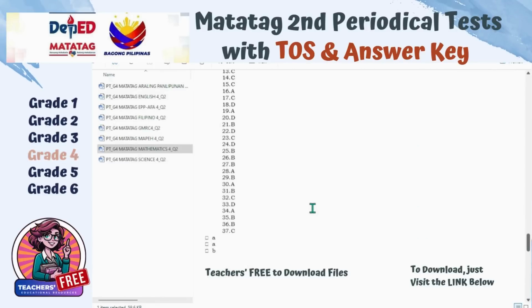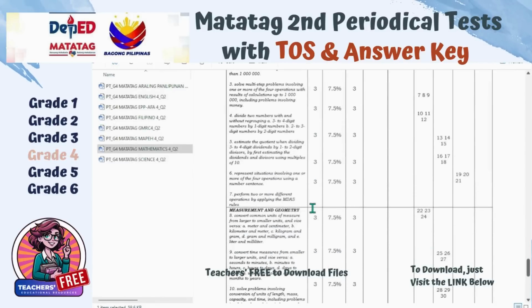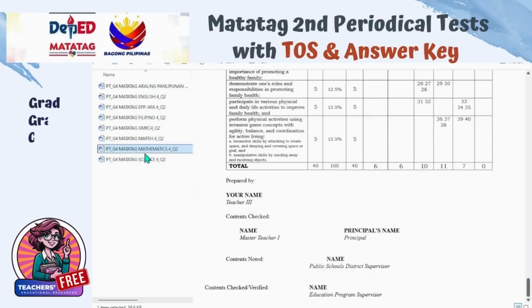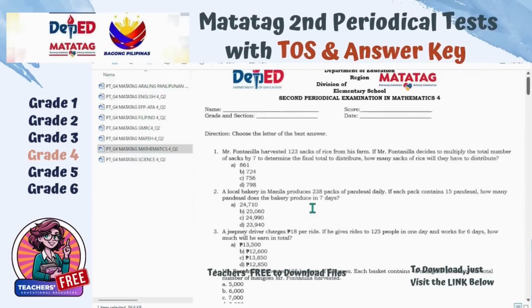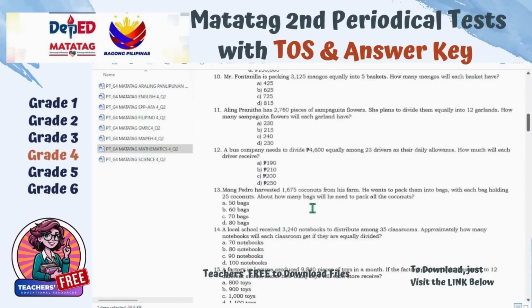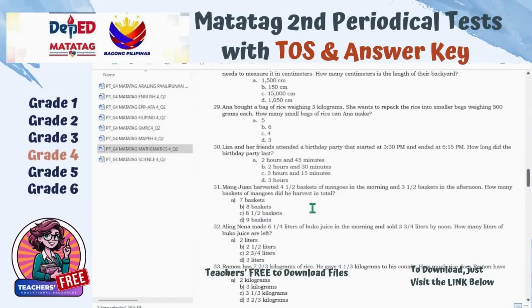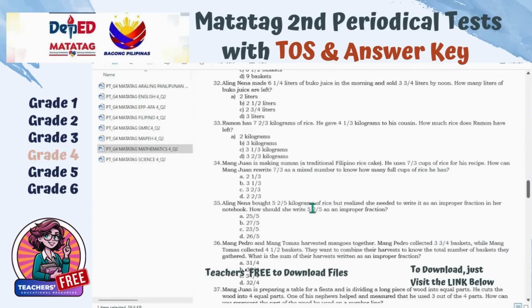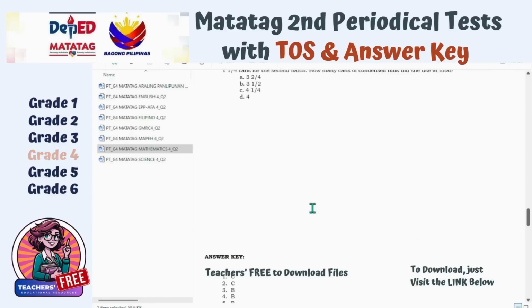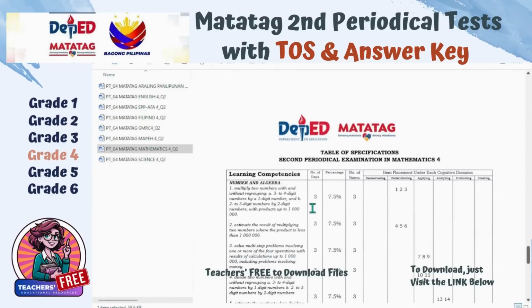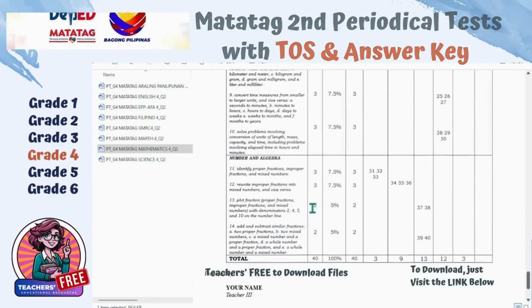In measurement and geometry, you'll convert units of length, mass, capacity, and time, and solve related problems, including elapsed time. In fractions, you'll identify, convert, and plot fractions on a number line, and perform addition and subtraction of similar fractions, including mixed numbers and whole numbers.